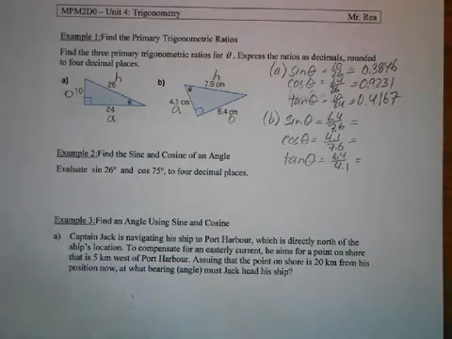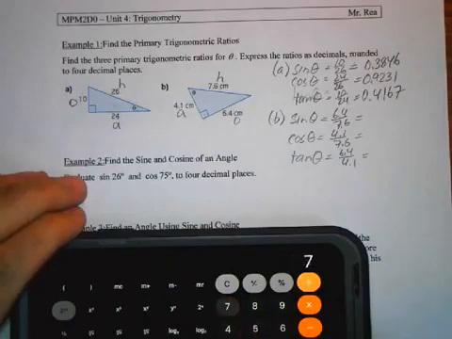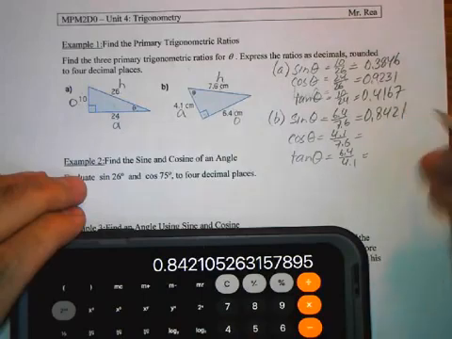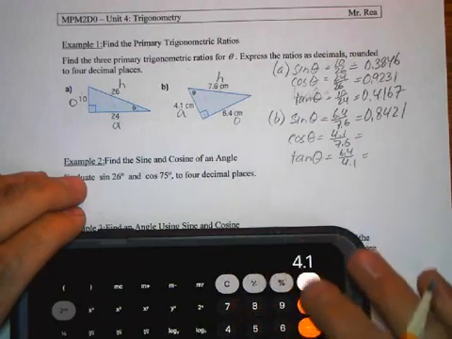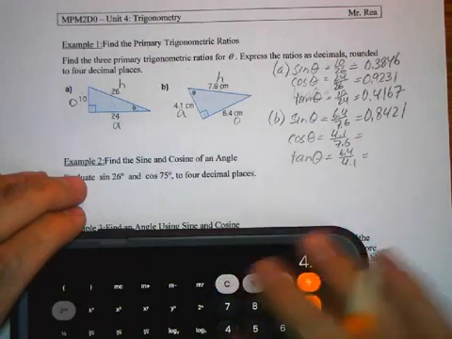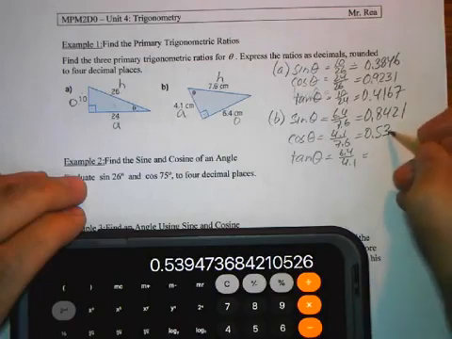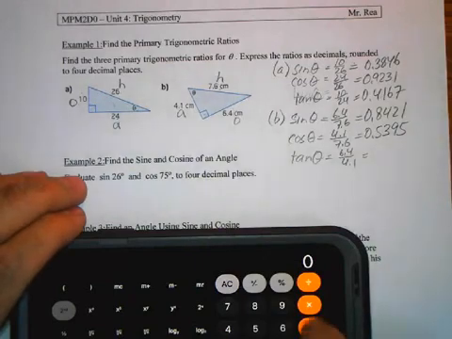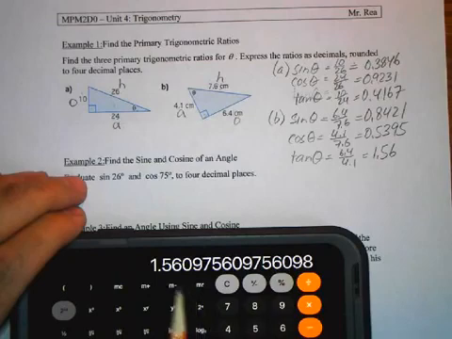Okay, so let's do some decimal equivalents. 6.4 divided by 7.6, 0.8421. 4.1 over 7.6, 0.5395, bumps that up. And then finally, tangent, 6.4 divided by 4.1, 1.56. Now this is an interesting one.